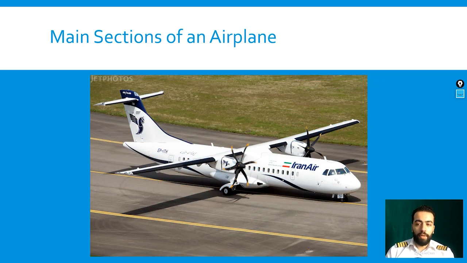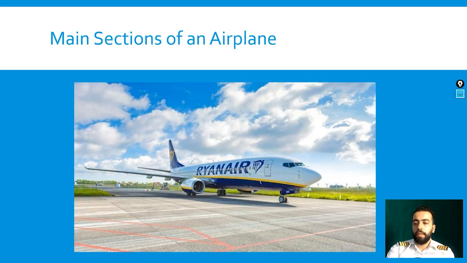For example, here we have an ATR 72-600. This is the fuselage. We have 2 turboprop engines. We'll talk about the engines and different types in the power plant section. We have the wings, landing gear, and the tail section. The next one is a Boeing 737. This is the fuselage. We have 2 big engines here, landing gear, the wings, and the tail section.